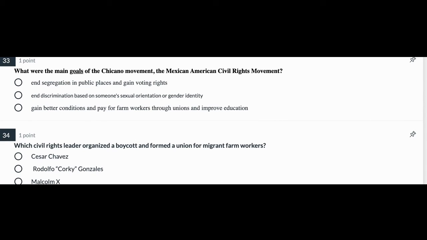33. What were the main goals of the Chicano movement, the Mexican-American civil rights movement? To end segregation in public places and gain voting rights. End discrimination based on someone's sexual orientation or gender identity. Or gain better conditions and pay for farm workers through unions and improve education.